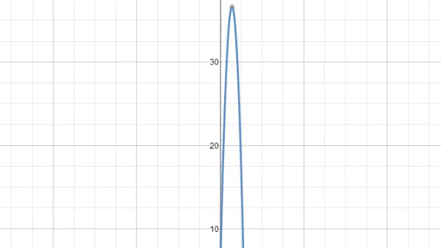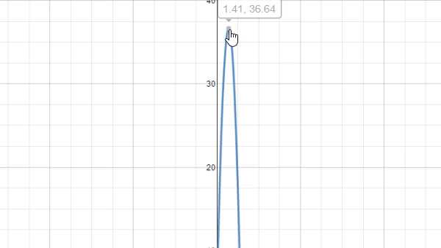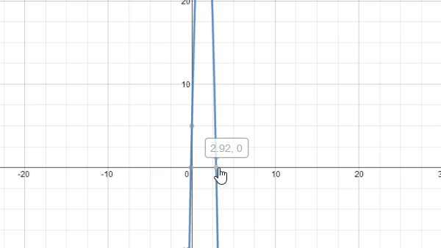Well, we can get some interesting stuff from this graph. For example, this would be the maximum height that the ball reached. So at 1.41 seconds, the height of the ball was 36 feet, 0.64. By looking down here where time is 2.92, you can see that the height is 0. So it took 2.92 seconds for the ball, starting at 5 feet above the ground, to go all the way up and then come all the way down and hit the ground.